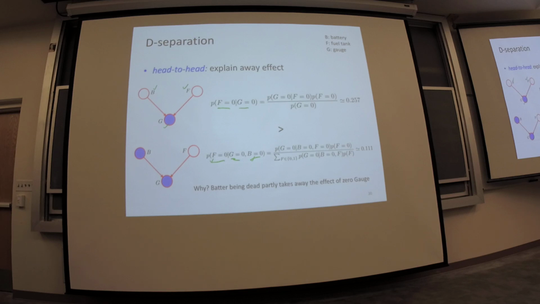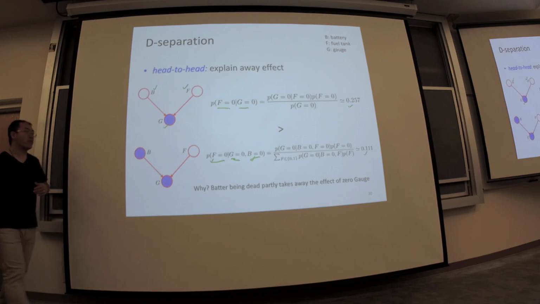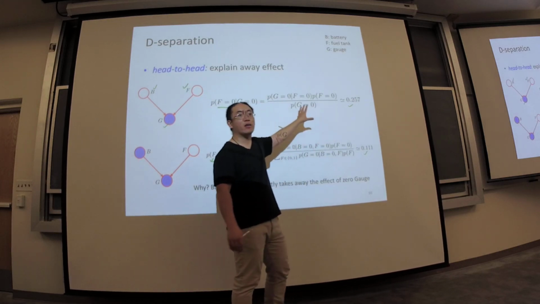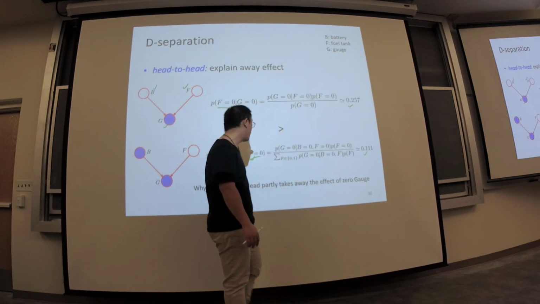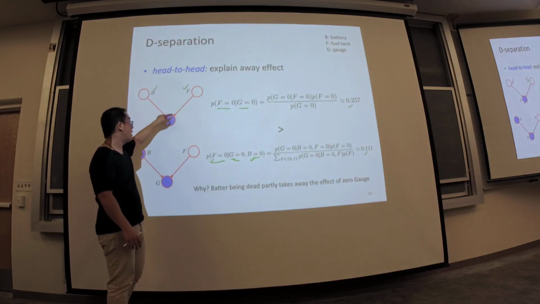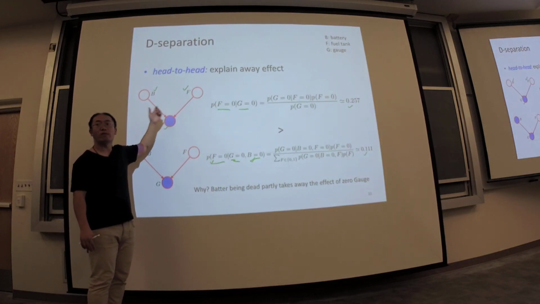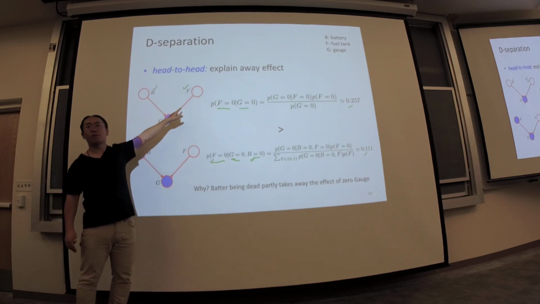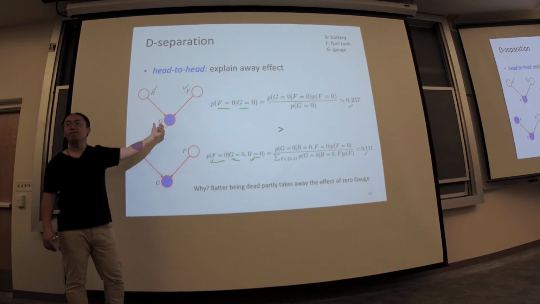And we can calculate this. This is just a practice of the Bayes rule. And it turns out they are different, right? That means they are not conditionally independent. This is also expected, because this is a typical head-to-head structure. So conditional on G, you cannot conclude that B and F are independent.